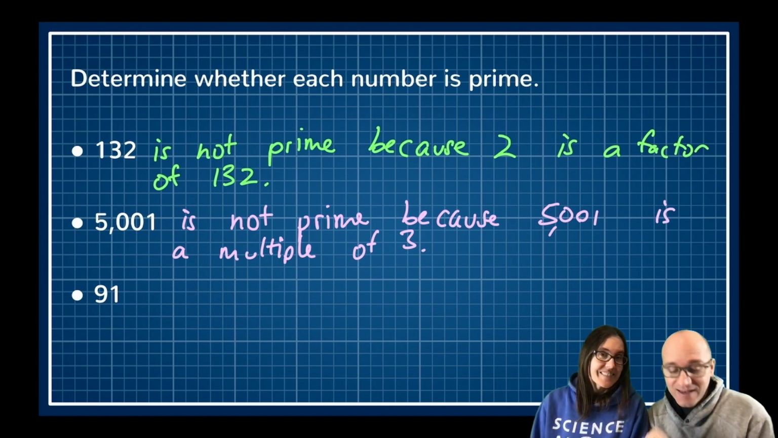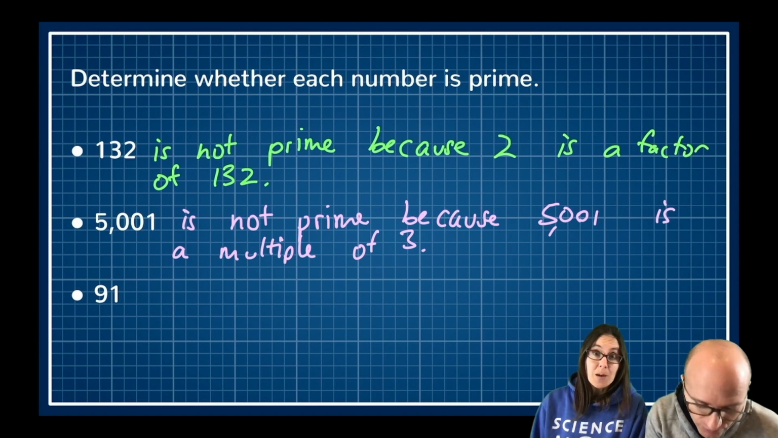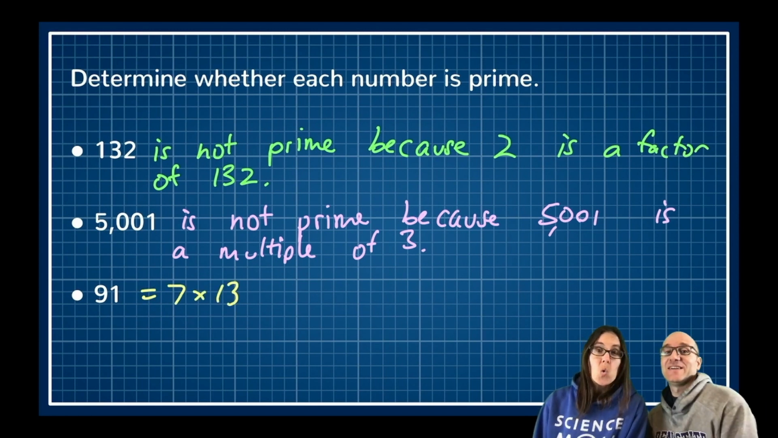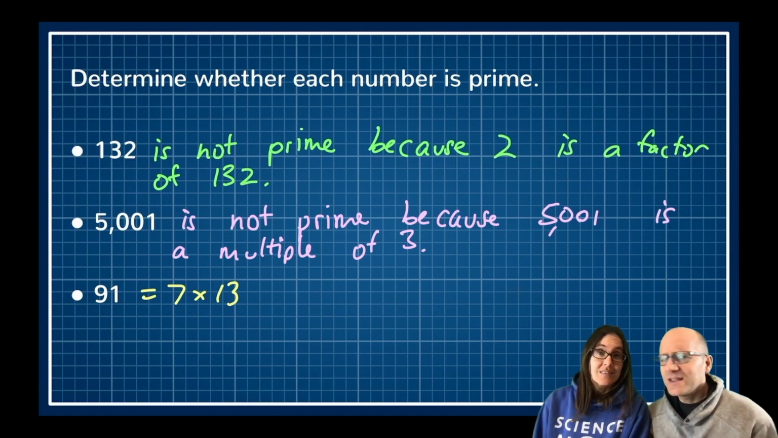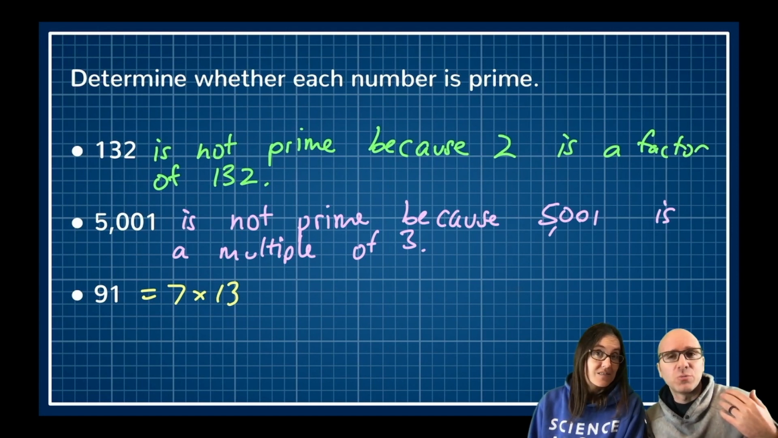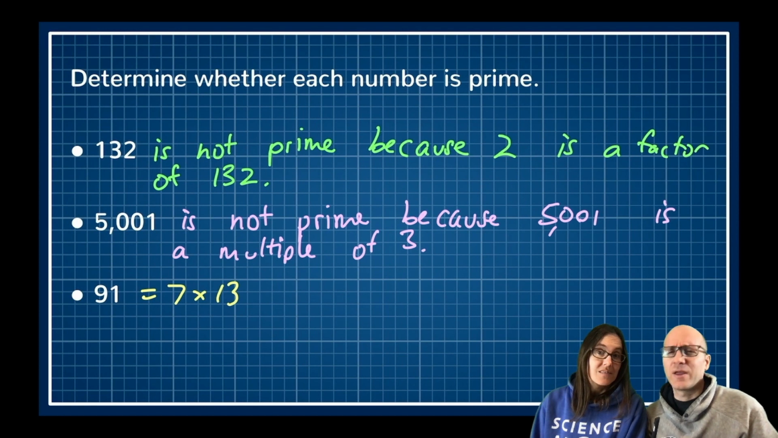So it turns out 91 is not prime. Nope, 91 is 7 times 13. Oh, sneaky 7. Yeah. So there is a rule for telling whether numbers are multiples of 7, but boy, it's such a complicated rule, it's almost easier to do long division.